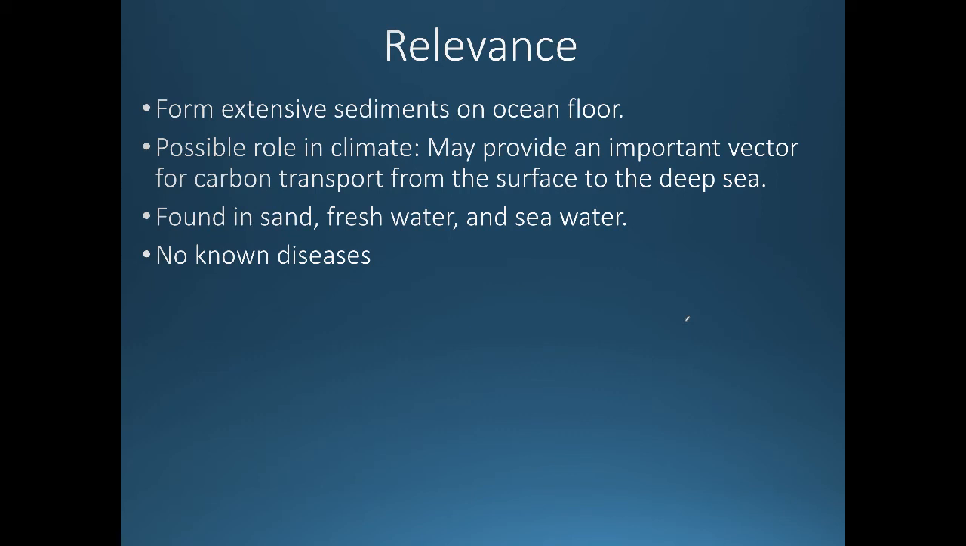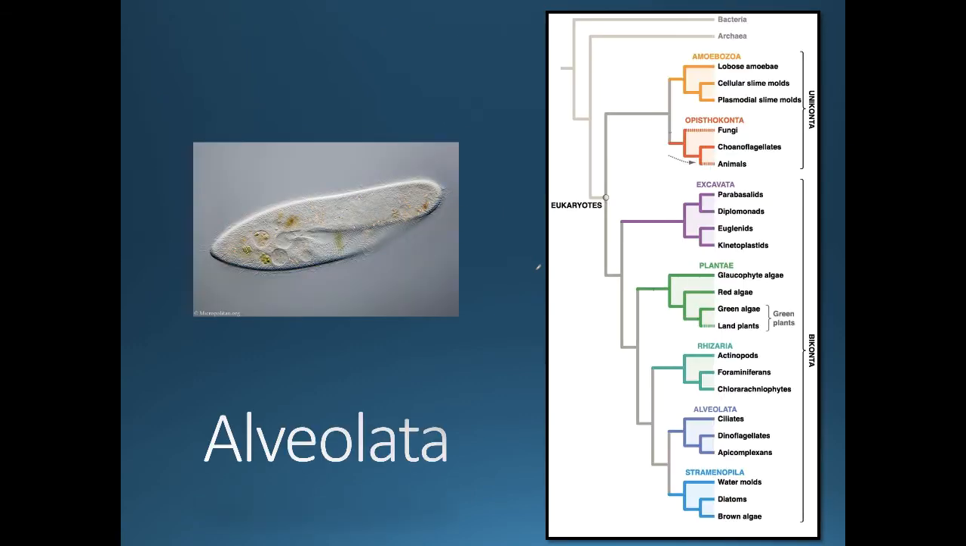Now, they also play a role in our climate, and you'll probably learn more about this when you take ecology, but they provide an important vector for carbon transport from the surface to the deep sea. In fact, we've seen species of Rhizaria 11,000 meters below sea level. All right, that's all I want to say about Rhizaria.